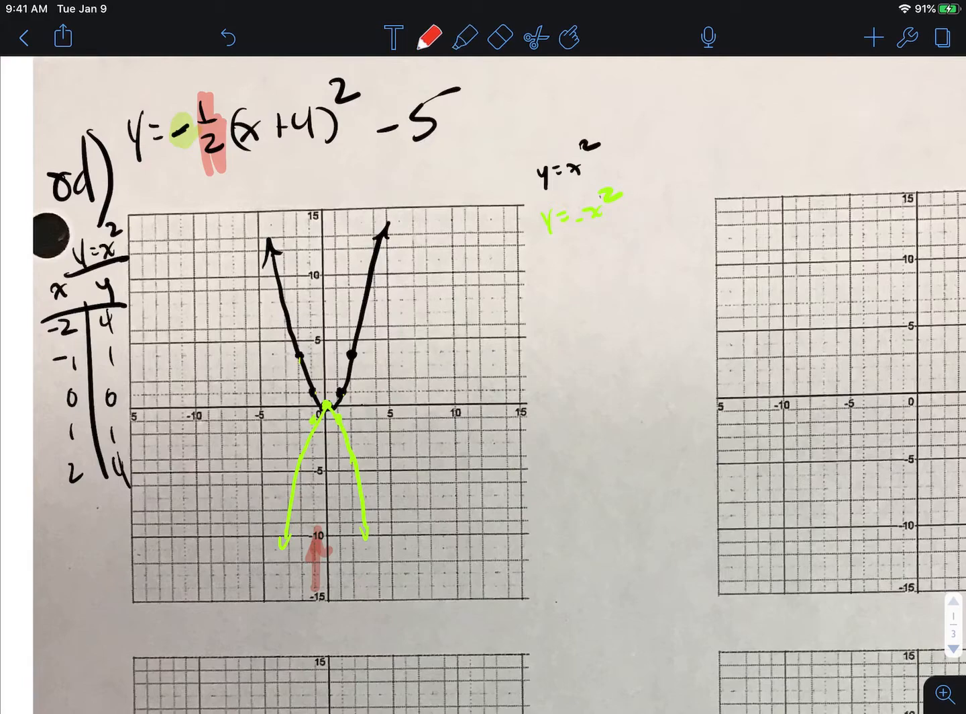So then all I'm going to do is take the values that I have here and cut them in half. So 0 is still going to stay at 0, because 0 times a half is 0. 1 cut in half goes to 0.5, 1 cut in half goes to 0.5. 4 goes to 2. So now this is the graph of y equals negative 1/2 x squared.